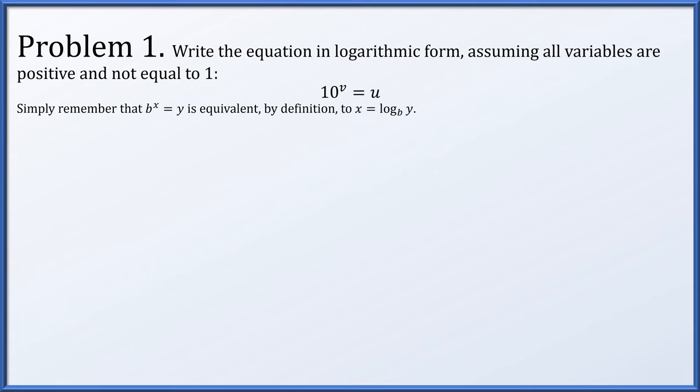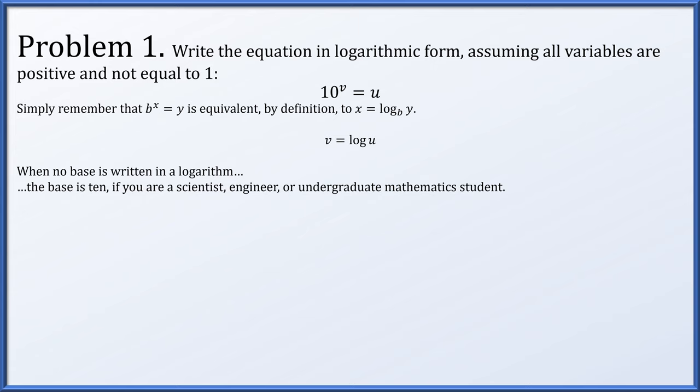Anyway, remember that the exponential expression b to the x equals y is by definition equivalent to x equals the logarithm base b of y. So if we take that definition and apply it to the exponential expression above, we get that v is the logarithm of u. Now we haven't written a base on our logarithm because when no base is written, if you're a scientist, engineer, or most undergrads, this simply means the base is 10. It's called the common logarithm.